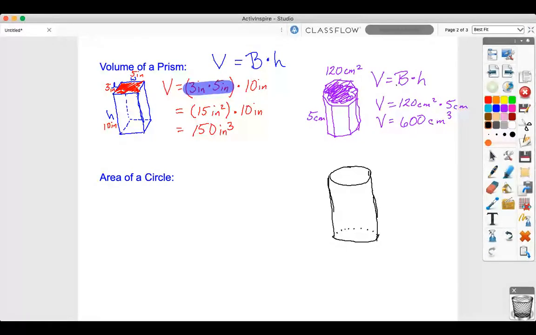Okay, so remember, because it's the area of the base, this time the base is a circle, so let's remember what the area of a circle is. Here we go. So remember, area of a circle equals this number pi, which is one of my favorite numbers ever, times the radius squared.